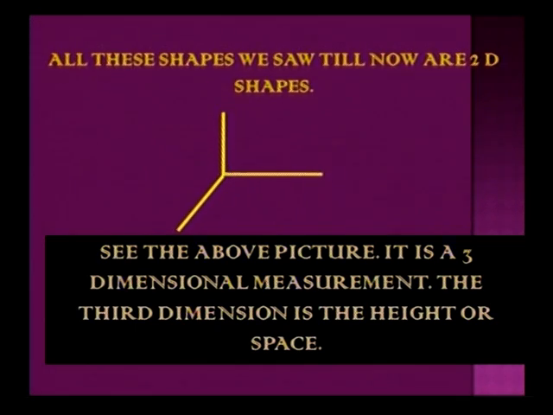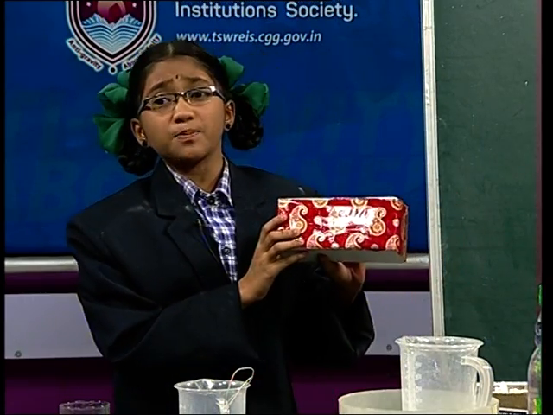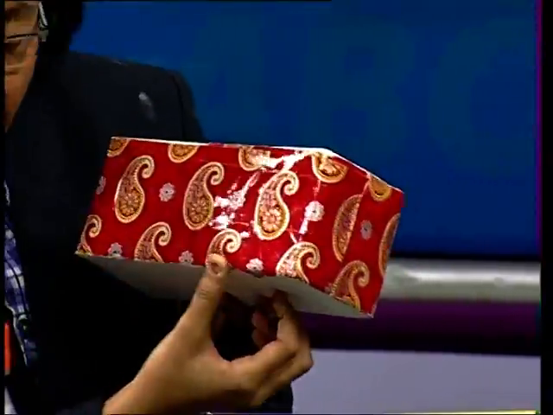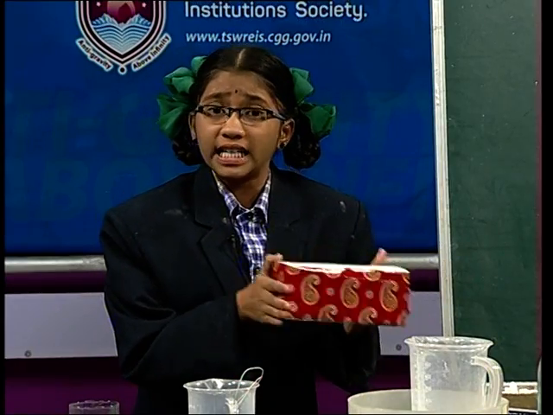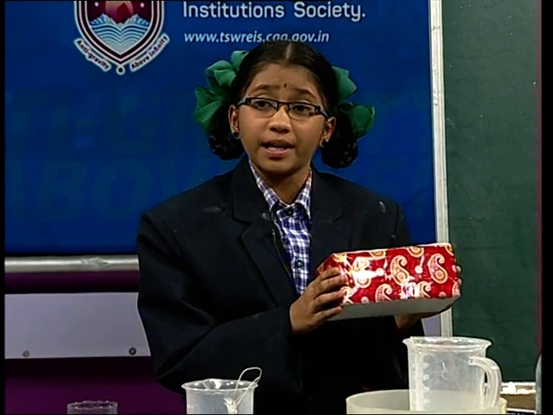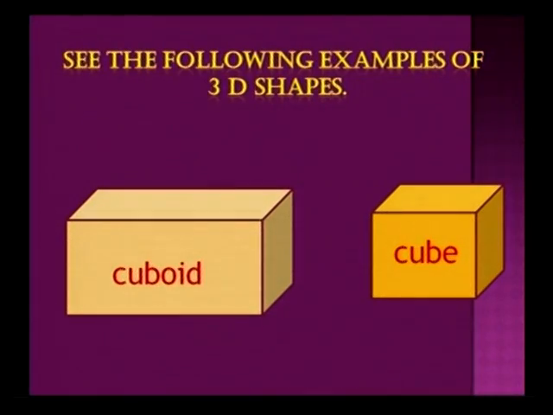Okay. So, I can take one example for the 3D object. Look at this box. How many measurements are present in it? Very good. That are the length, breadth, height. So, it is an example of 3D. Is it correct? It is sufficient as an example of 3D. Very good. So, let us see the following picture for the examples of 3D. What are they? Very good. They are the cube and cuboid.